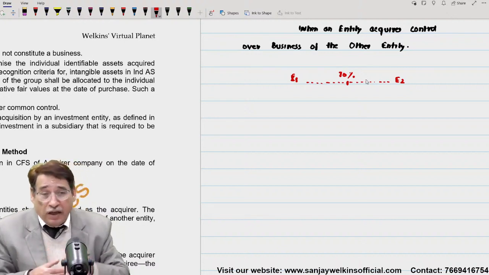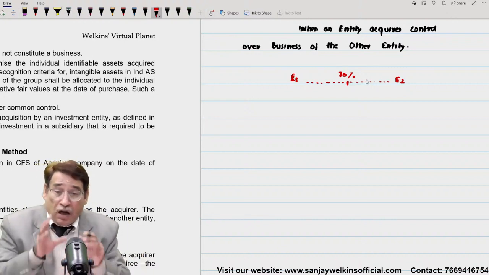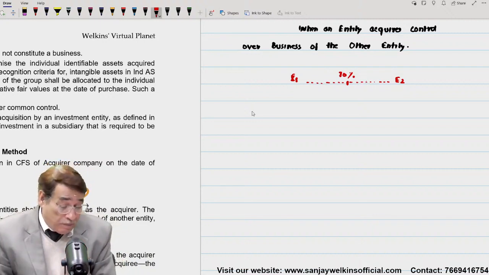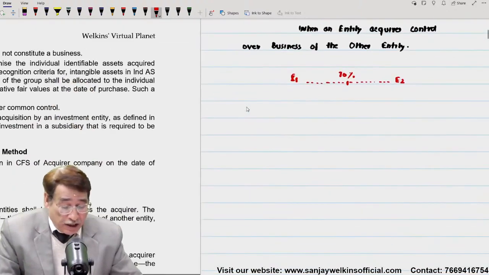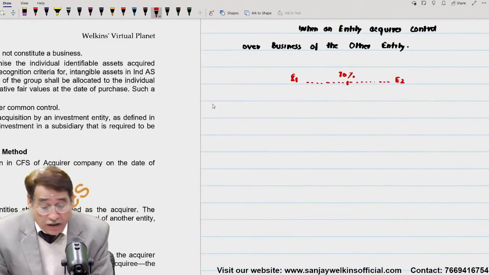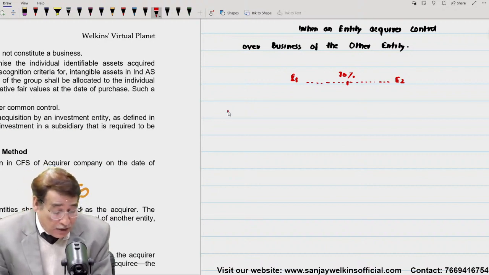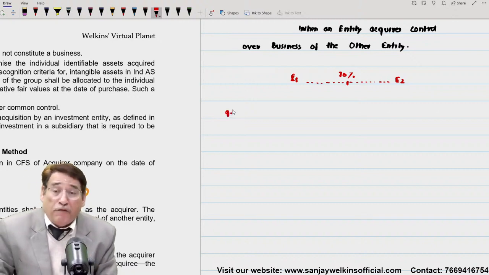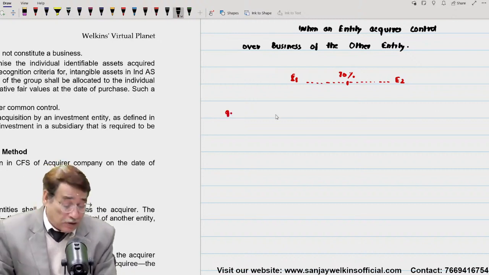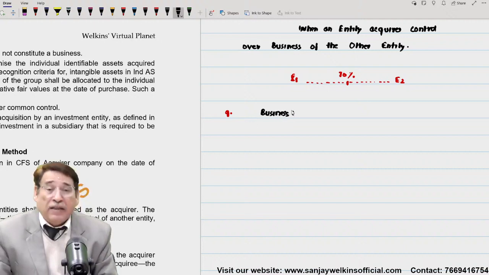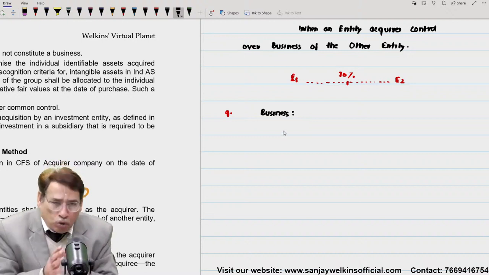That means if I am saying I am getting the control, the other entity must meet the definition of a business. Correct? And so this is the next point. So we have to understand the meaning of business also before we move further. I told you the other entity must meet the definition of business. What we mean by business, first of all, you need to understand. Ind AS 103 defines business through three elements.